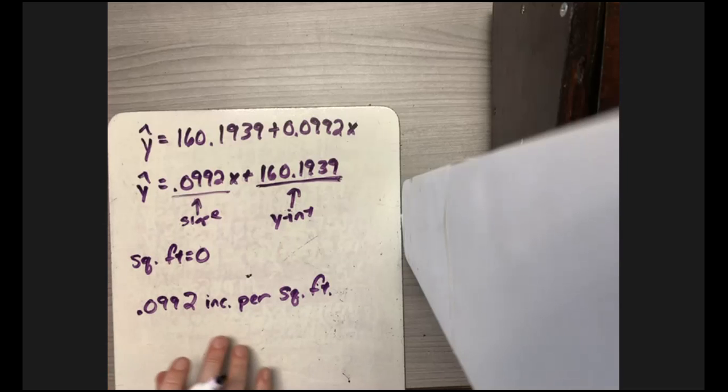So again, the slope is the increase, or decrease if it was negative, but in this case it's positive, per square foot. So it's the amount of change for when x goes up by 1.